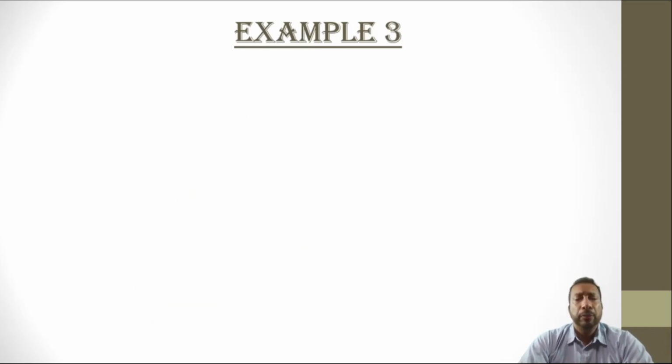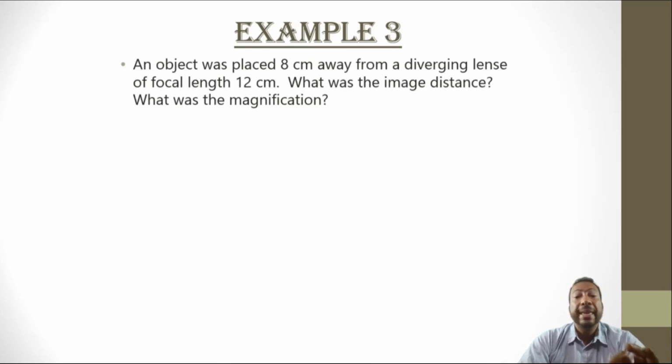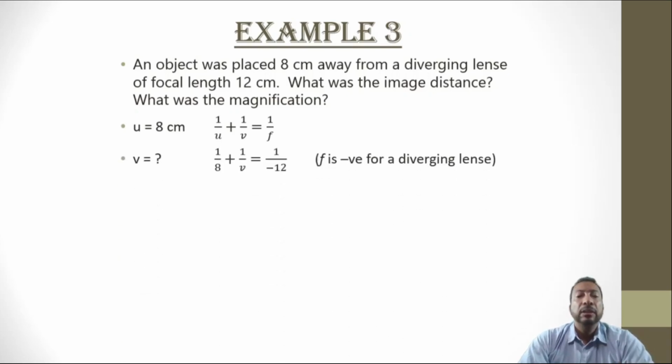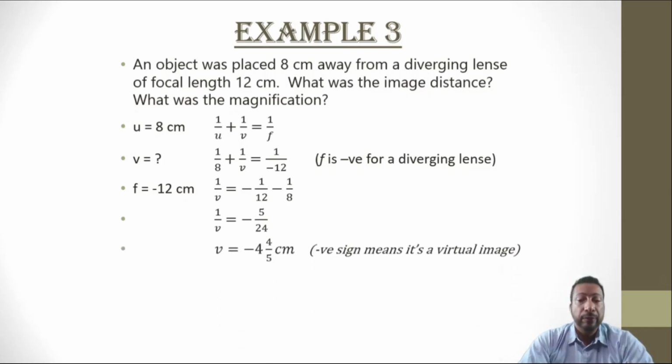And in our third example for today, an object was placed 8 centimeters away from a diverging lens of focal length 12 centimeters. What was the image distance? What was the magnification? So we identify our givens, we substitute, but in this instance, we have to be careful that we have a negative number for f because it is a diverging lens. So when we transpose, we will have negative 1/12 minus 1/8. So the signs are the same. We actually add and keep the sign. And we then get negative 5/24 for 1/v. Find the reciprocal of that, and we get that v is negative 4 and 4/5 centimeters.